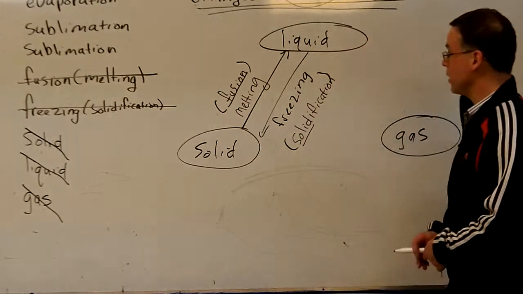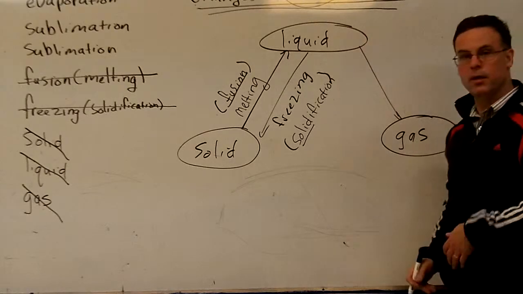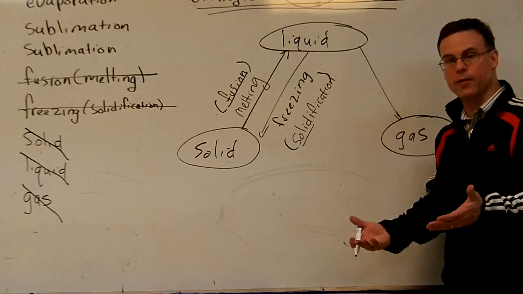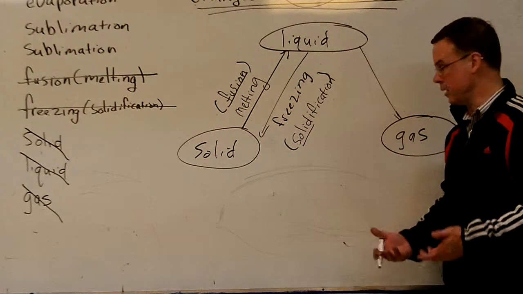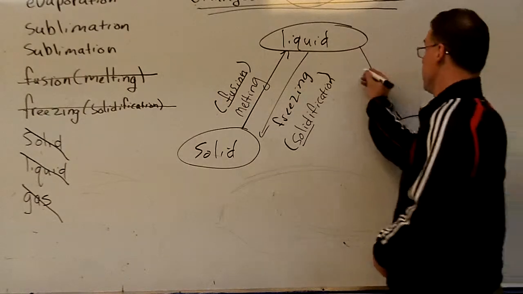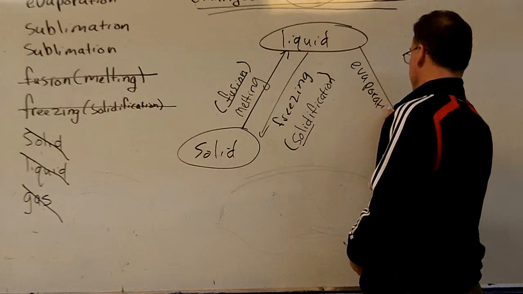If you look at the next process, we could change a liquid into a gas. You might see this in the kitchen, for example, if you're boiling water to make Kraft Dinner, or if you're preparing tea. To go from liquid to gas, we say that evaporation has occurred. Evaporation.